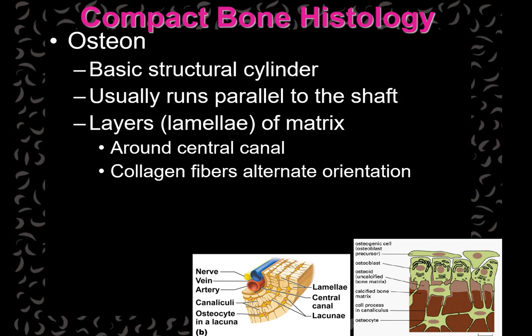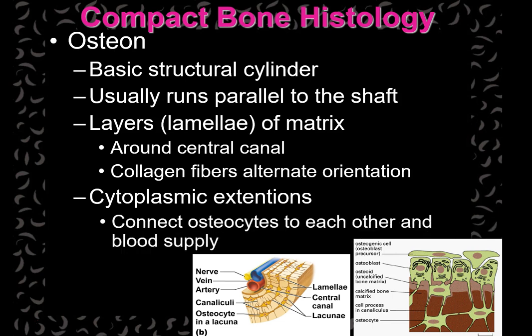Just like dense irregular connective tissue, we had collagen fibers going in lots of different directions, and it made it strong in lots of different directions, right? So if each lamella has collagen fibers laid down in a different direction, that'll make the bone overall strong with forces from different directions, right? Okay. We have little cytoplasmic extensions that run through these rings called lamellae, and these are the canaliculi, and they connect osteocytes to each other and their blood supply.